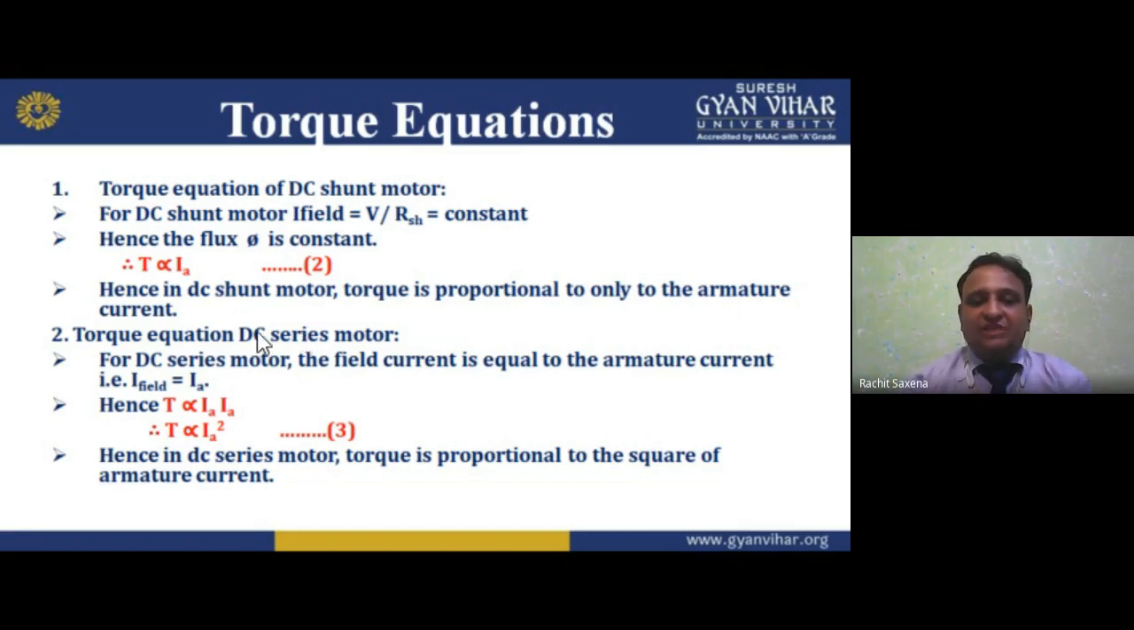So we can write I_F equals I_A. Torque is proportional to I_A into I_A, or I_F into I_A. We can write torque is proportional to I_A square. Hence, in a DC series motor, torque is proportional to the square of the armature current. I hope you understand.